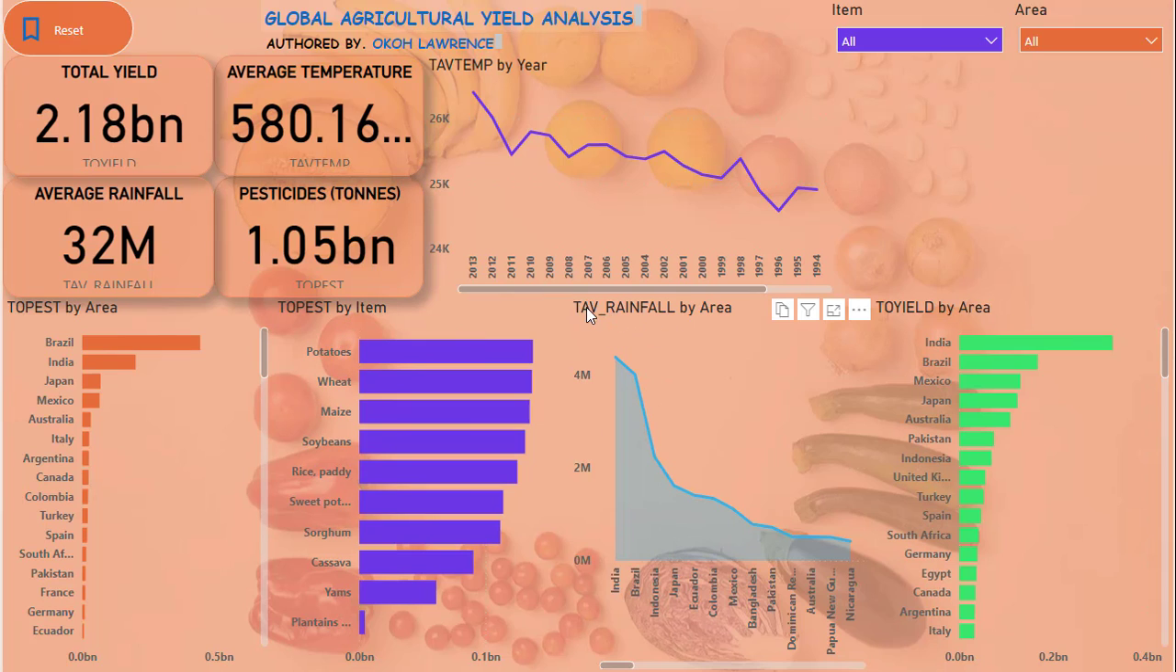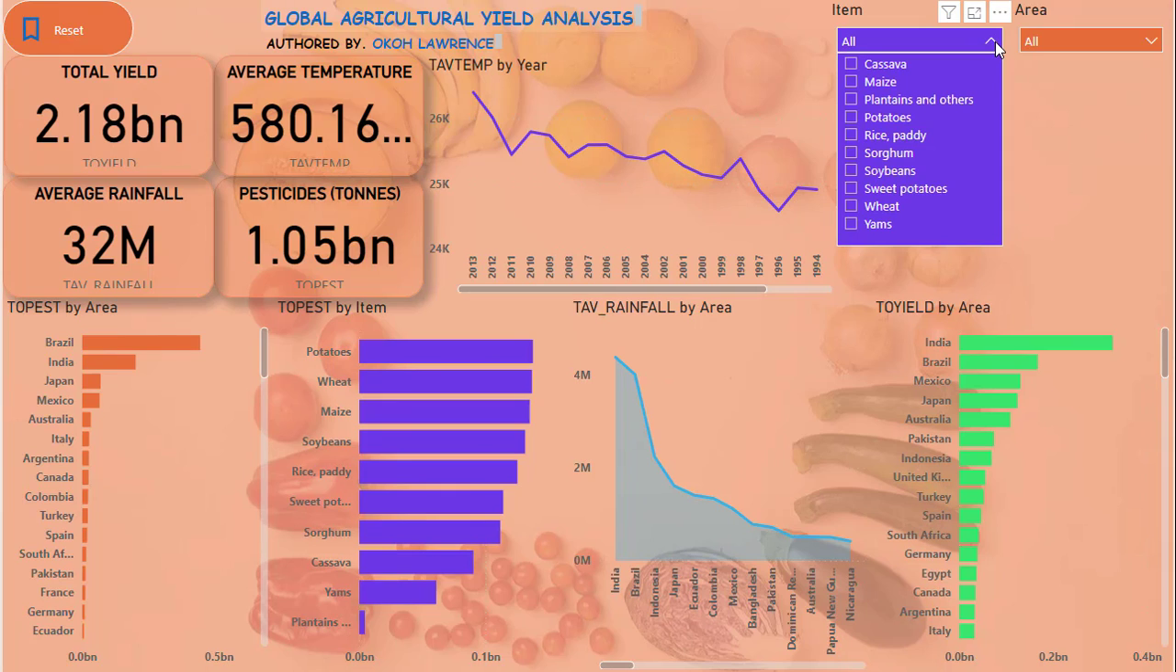Then on this chart we have total rainfall by various countries or areas. Then we have the yield by various countries also. Then we have the temperature by various years. How does the temperature look from 2013 down? We can notice a downward trend. So we start navigating through by various items.